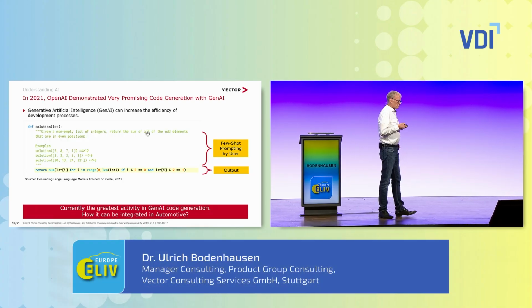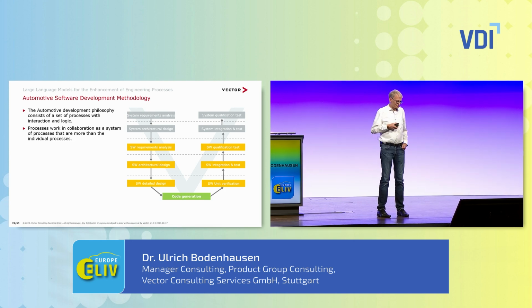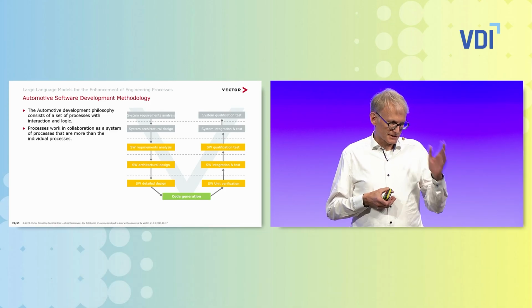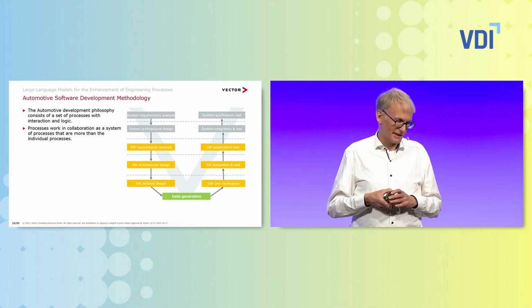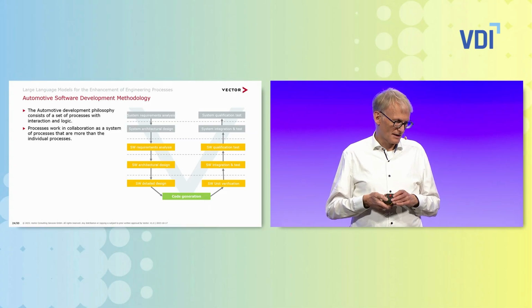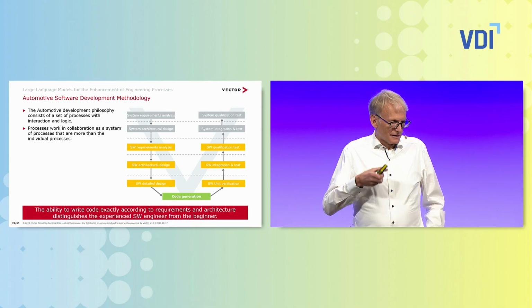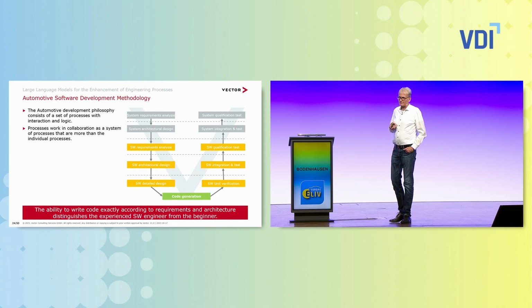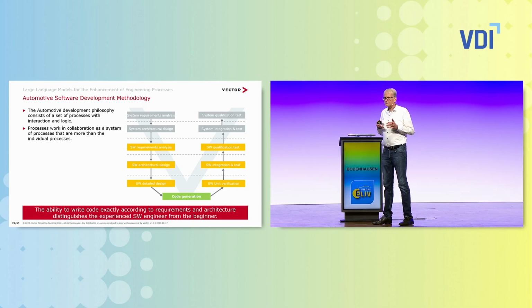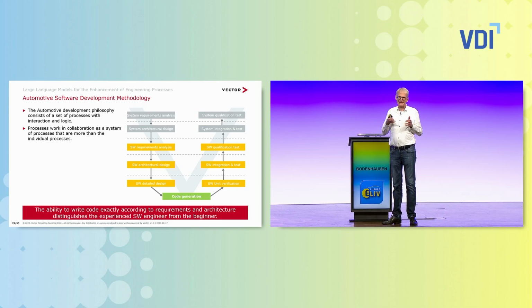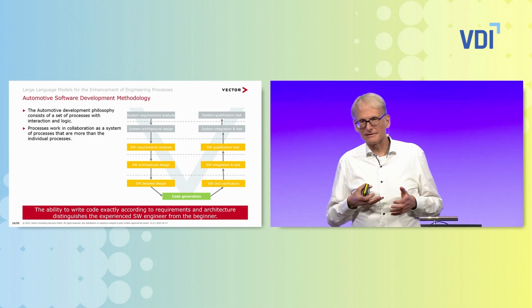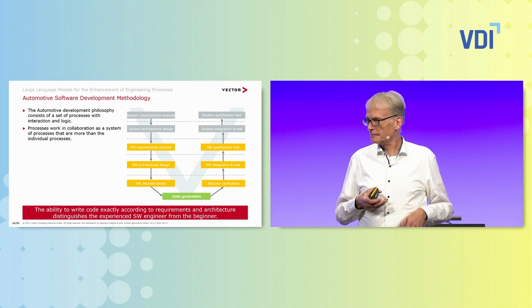So now the question is, how can this be integrated into automotive? So here you see our well-known development processes. So we start on the system level, then we go to software level, and finally we do the code generation. So now the question is, how can we bring this in? Because if we really face it, the ability of a software engineer to develop the code exactly to the requirements and exactly to the software architecture, that is what distinguishes the experienced software engineer from the beginner.